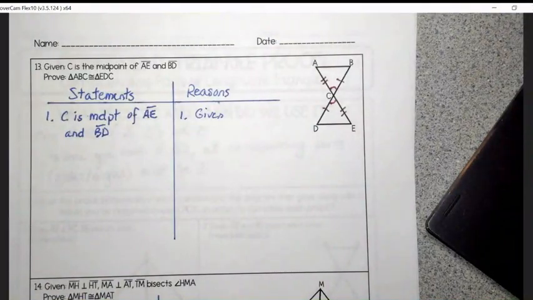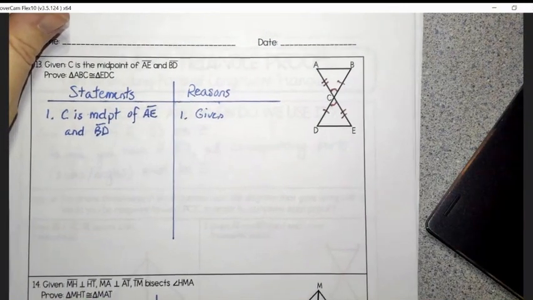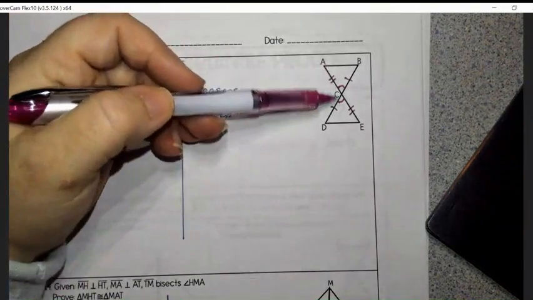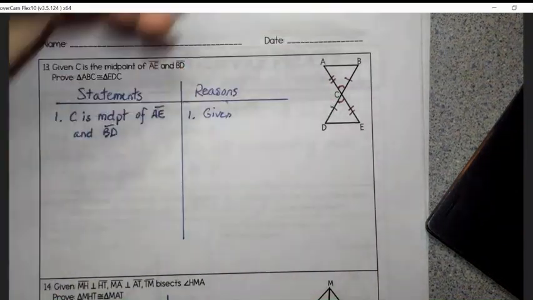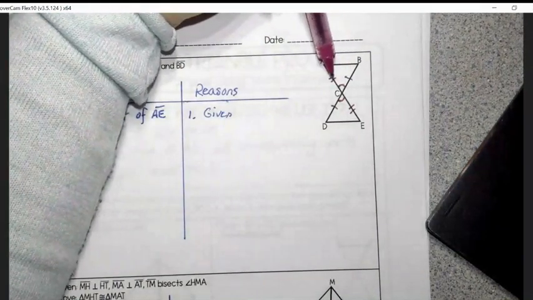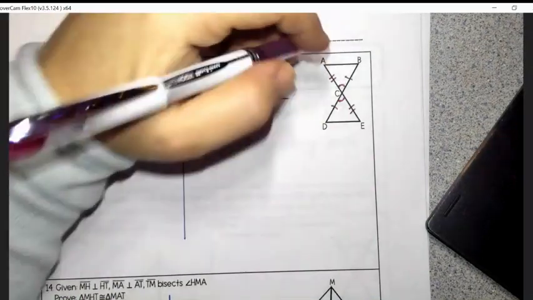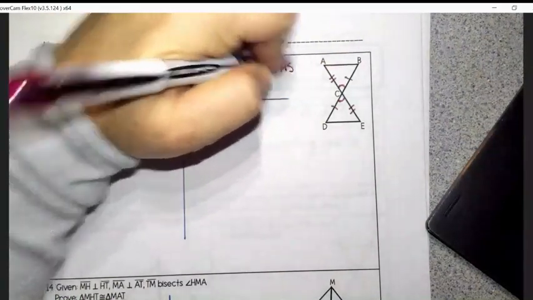So we have two sides and an angle. The only two of the options that we can use are HL or SAS. For this one, we don't have a right triangle, so that's not going to work. We have two sides, and it turns out that angle is right in between those two sides. So this is going to be SAS.